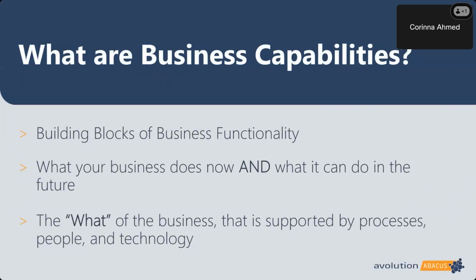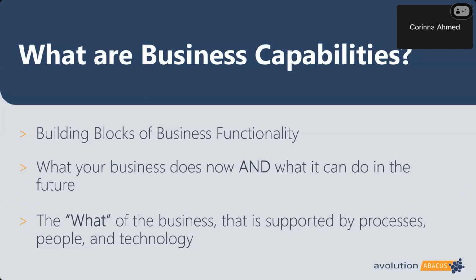First, we have to ask the basic question, what are business capabilities? As the Open Group states, a business capability represents the ability for a business to do something. Keeping that definition in mind, we should think about business capabilities not only in terms of what our business does now, but also what it can do in the future.